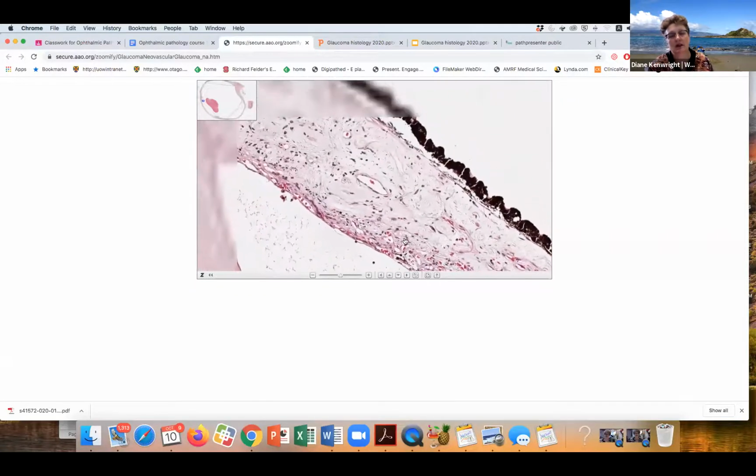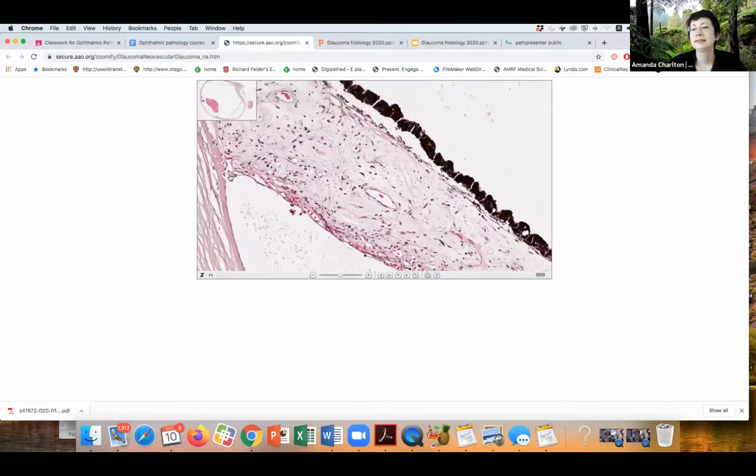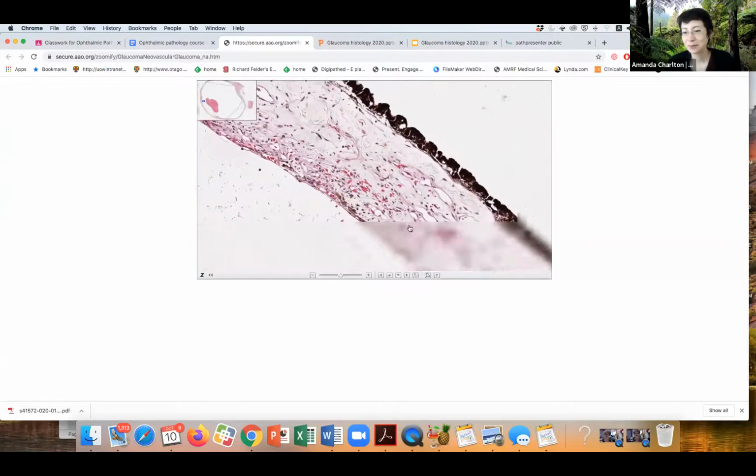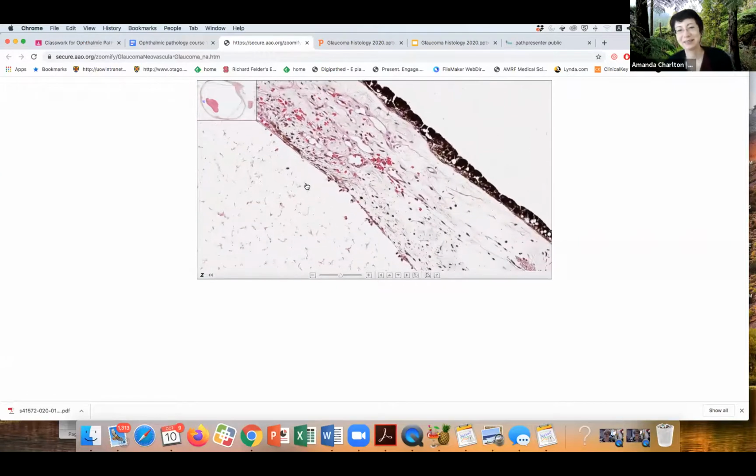anterior surface. And then, is ironing board iris an accepted histopathological term, or should we say flattened anterior surface? Yeah, of course, flattened anterior surface. You go ironing board iris. Other questions? There's lots of questions, Diane.